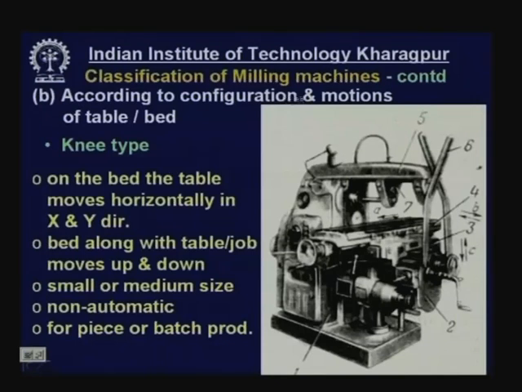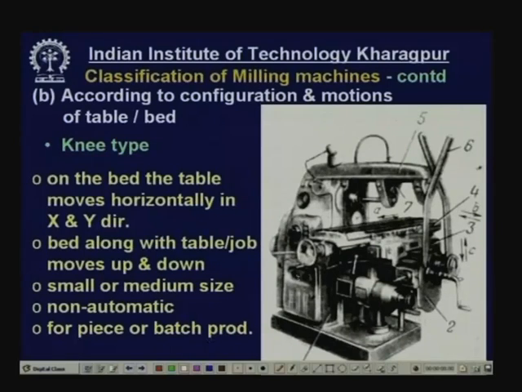Now, classification of milling machines according to configuration and motions of the table and bed. Here you can see this is a very ordinary, common type of general purpose milling machine, and this is the bed, on which this is the table. This is the milling arbor shown over here, on which the milling cutter is mounted. This is knee type according to configuration.